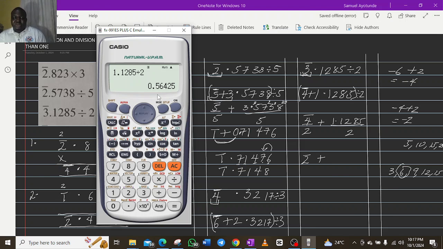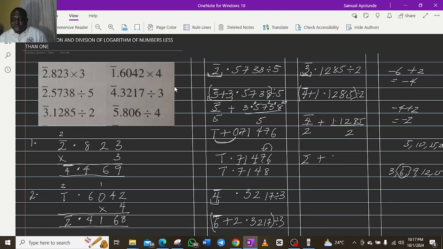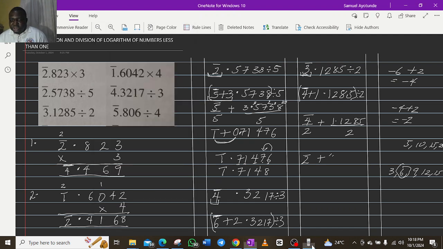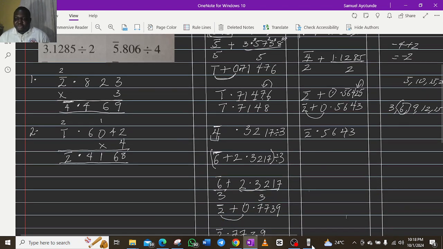So we have 0.56425. Now if we look at this figure very well, we have 5 numbers after the decimal point. We need to approximate it to 4 numbers after the decimal point, so we round off the 5 to 2. That will be 2 bar plus 0.5643. If we add the two parts, our answer is 2 bar point 5643.